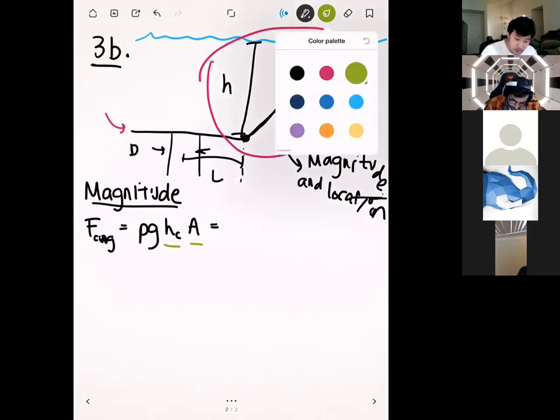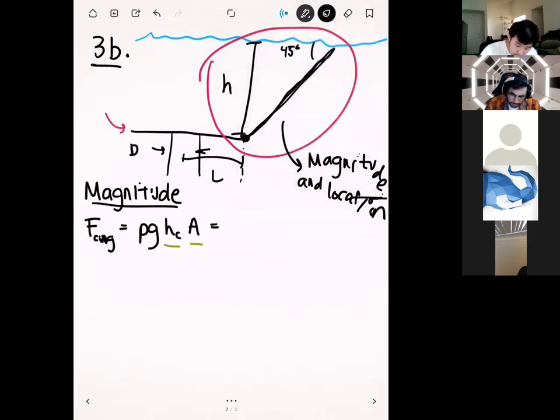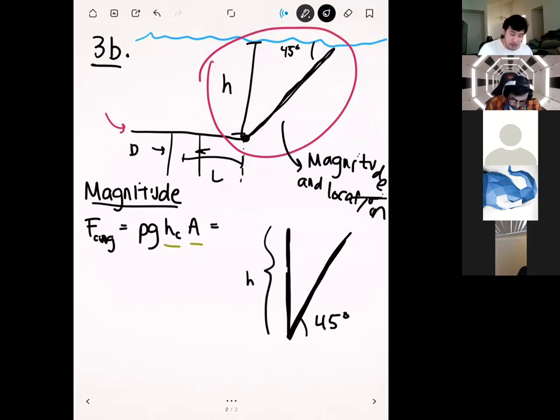Let me redraw this guy right here. We have an angled gate, and just by the parallel line theorem, or whatever it's called, we know that this angle right here is 45 degrees. And we know, just from the geometry of the problem, that this height right here is h.